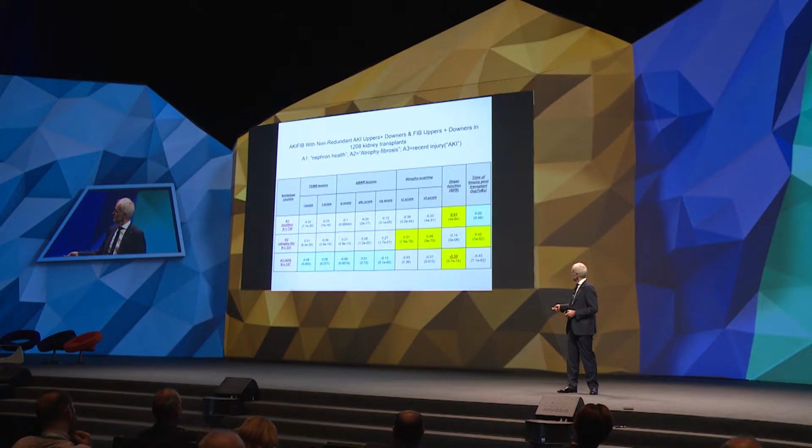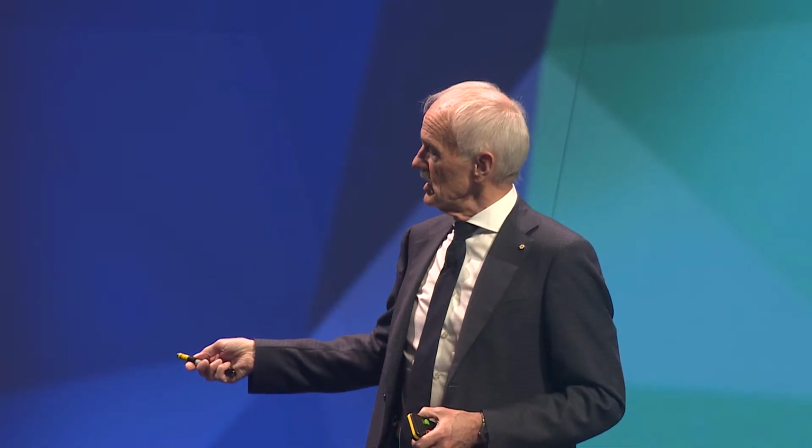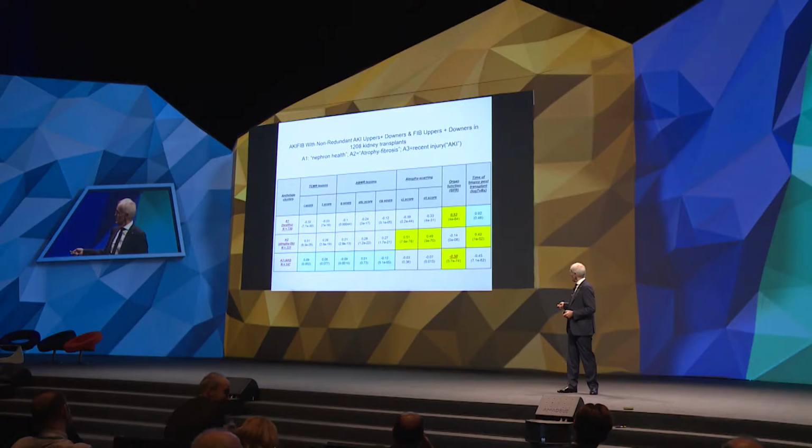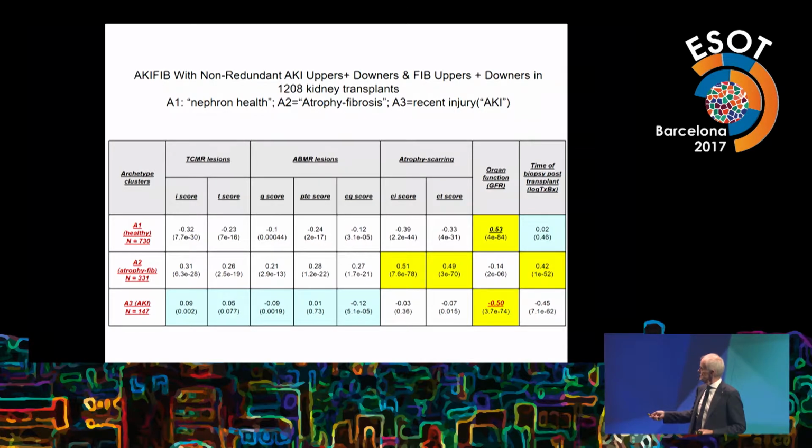Atrophy fibrosis is always a little bit inflamed. And that's one of the problems with making rejection diagnoses, because the changes are not completely specific for rejection, molecularly or histologically. It highly correlates with atrophy scarring. It weakly anti-correlates with GFR, and of course, it's induced over time. AKI is not associated with any lesions. It's not associated with atrophy fibrosis. It's highly associated with depression of GFR. That's the strongest association we have, and it tends to be a phenotype which is more dominant early than late.